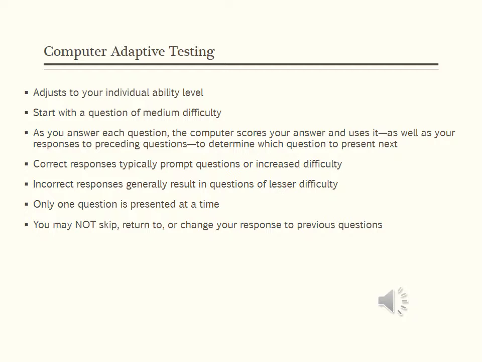The GMAT is administered via a computer adaptive test. The test starts with a question of medium difficulty and adjusts to your individual ability level. As you answer each question, the computer scores your answer and uses it, as well as responses to preceding questions, to determine which question to present next. Correct responses typically prompt questions of increased difficulty, while incorrect responses generally result in questions of lesser difficulty. There's usually only one question presented at a time, and you may not skip, return to, or change your response to previous questions.